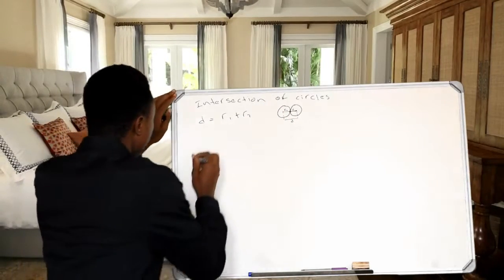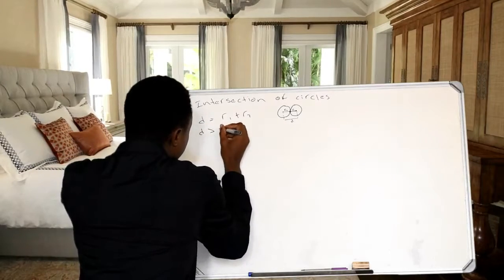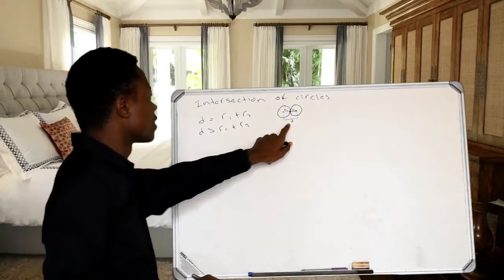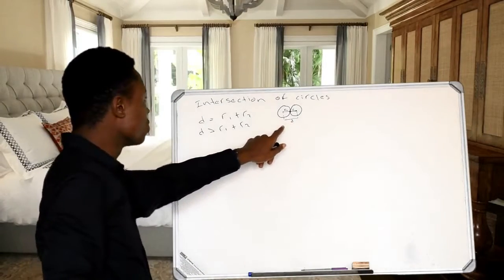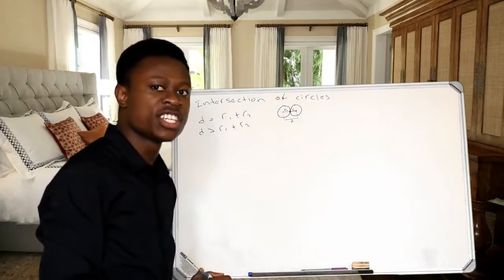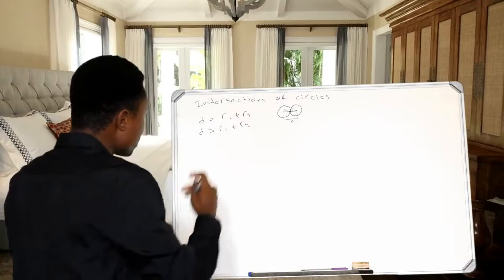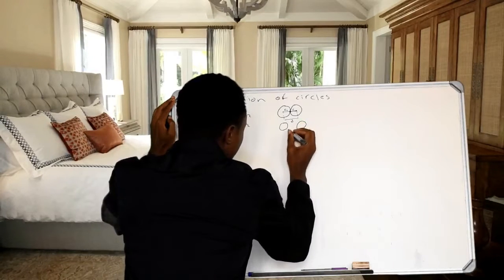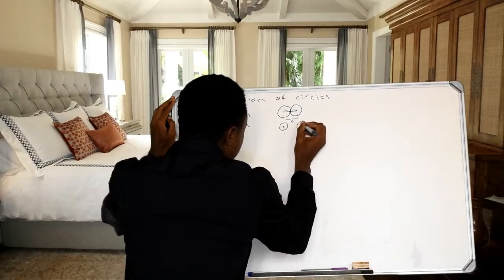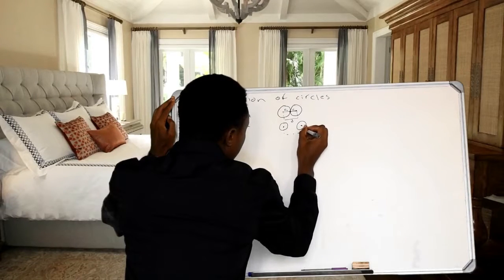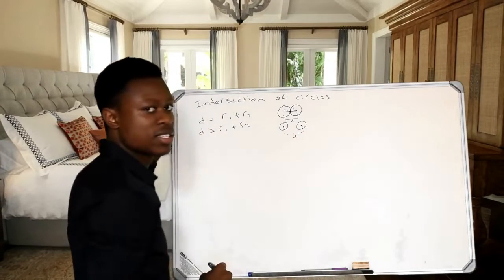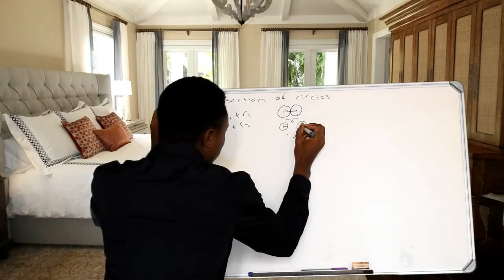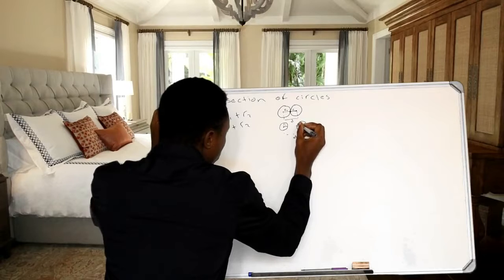And then the other way, if it says D is greater than R1 plus R2, right? So the distance between the 2 circles is greater than the addition of R1 and R2. What does it mean? It means that the 2 circles do not intersect. Why? Because this is the center, that is the center, and that's the distance between the centers. And this is the radii. The radius from this is R1, from there to there is R2.